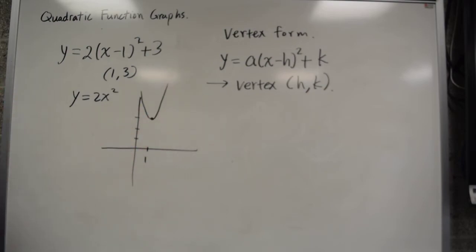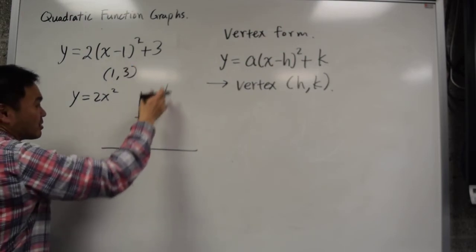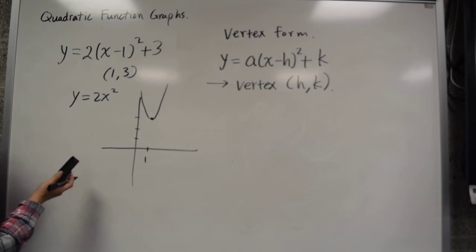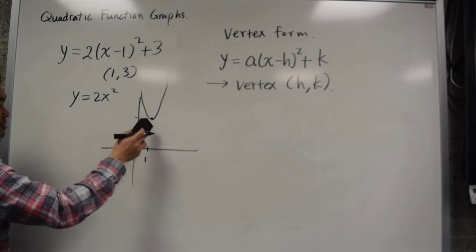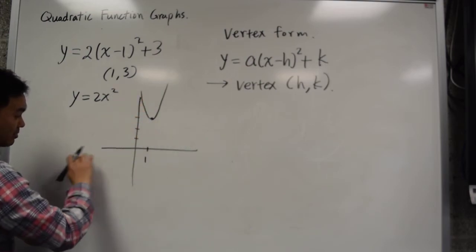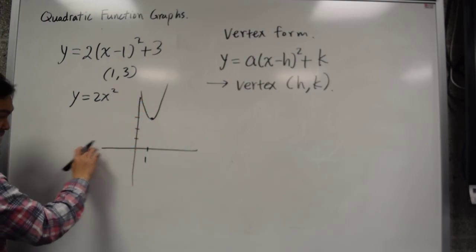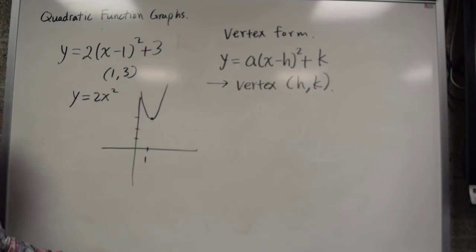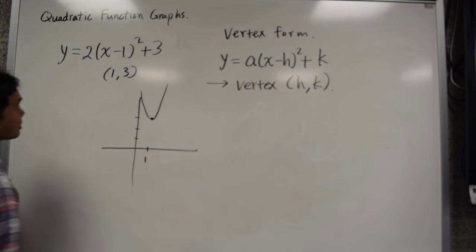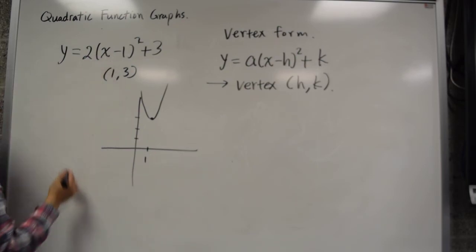But to really figure out the graph, a better thing to do is to find the intercepts. There's the x-intercept and the y-intercept. This graph, by the way, doesn't pass through the x-axis, so it doesn't have an x-intercept. It only has a y-intercept. How do you find the y-intercept? You plug in 0, right?